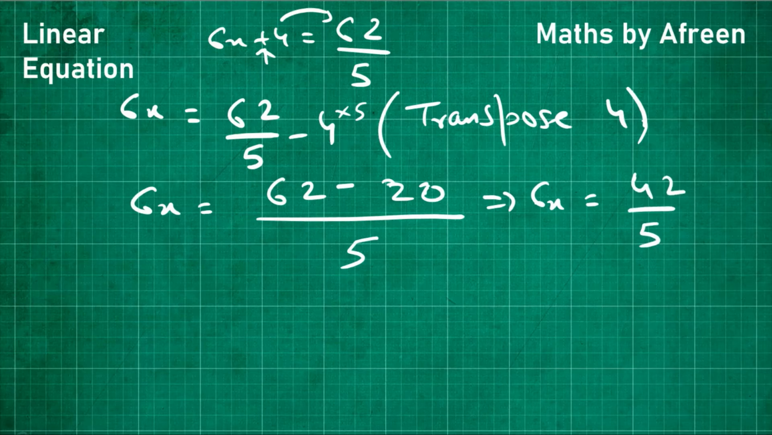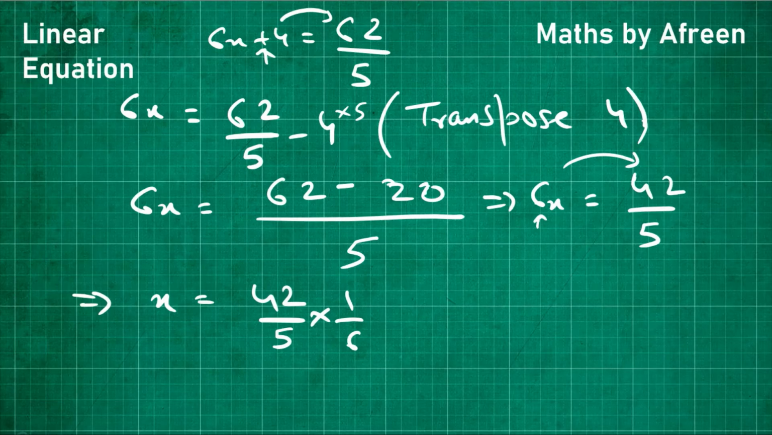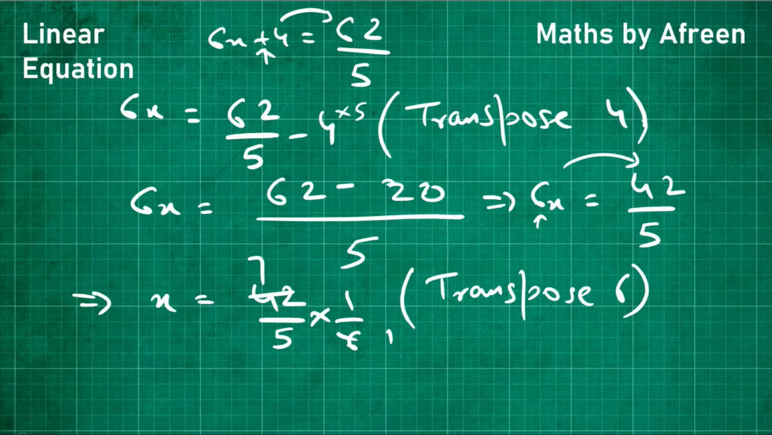Now transpose this 6 from left hand side to right hand side. That means x will be equal to 42 divided by 5 multiplied by 1 by 6, as it was multiplied by earlier, so now it will be divided by. Transpose 6 this time. 6 ones are 6, 6 sevens are 42.